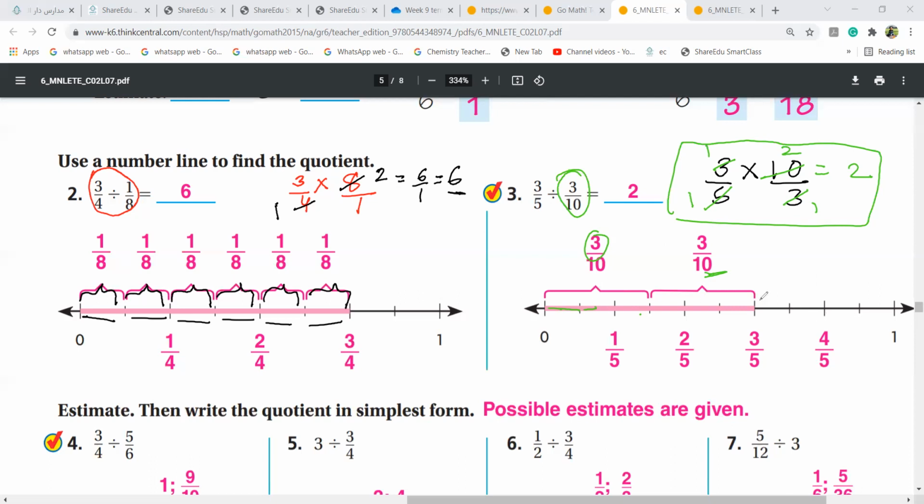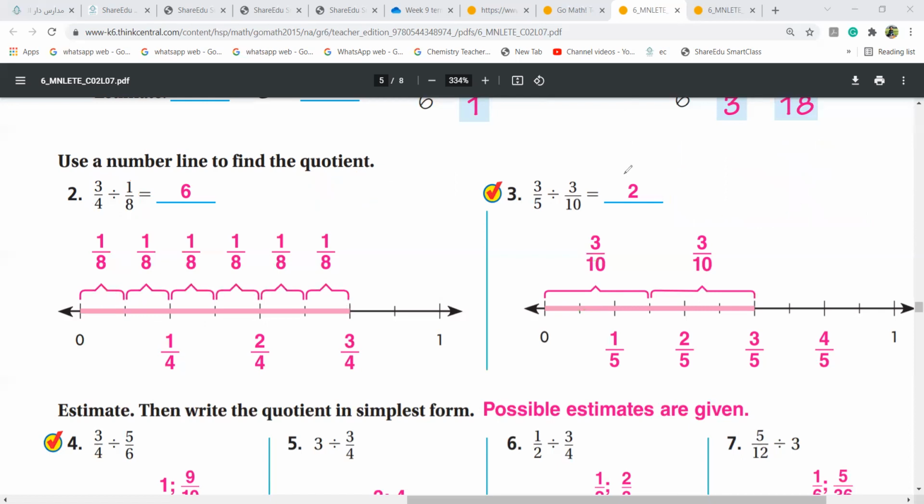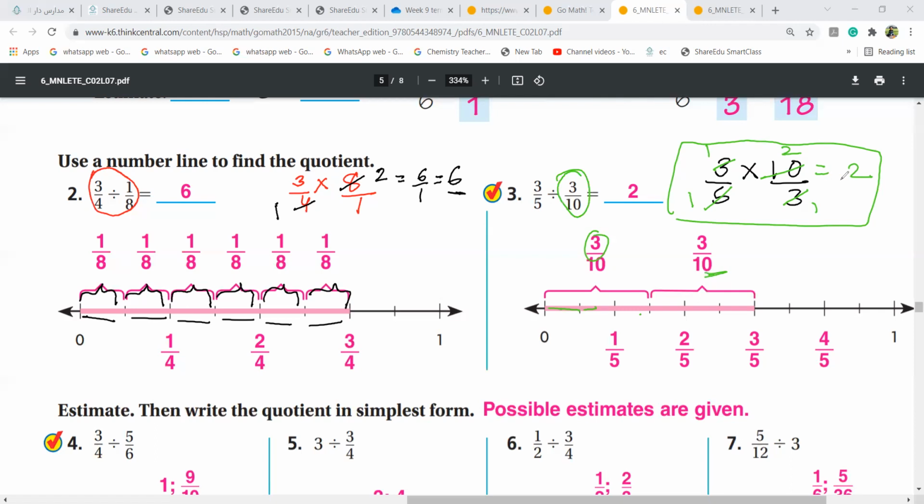Miss, I finished. Everyone, did you all finish? You know where you got this 2 from? I have shown you here. How did you get 2 and how did you get 6? This is important. You must write in your book.